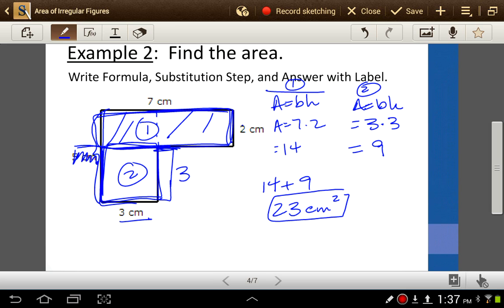So when you're breaking these pieces up, you will have to do some additional math. To find this 3 again, I did 5 minus 2. That's where this 3 came from. So you always have to make sure that you're readjusting your measurements as you're working through these. Okay, if you need to pause, go ahead. Otherwise, I'm going to go on to example 3.